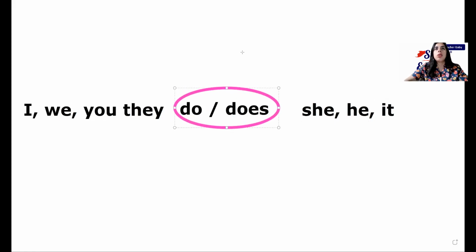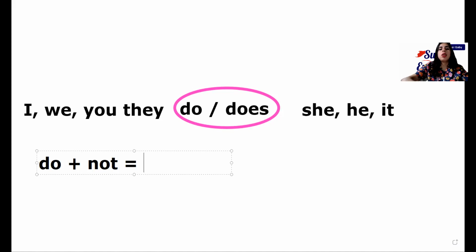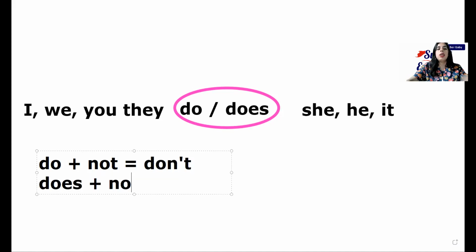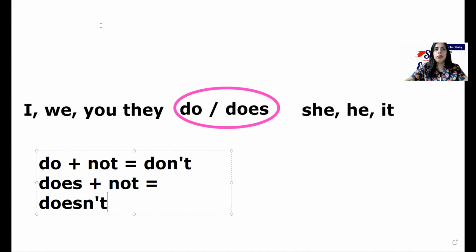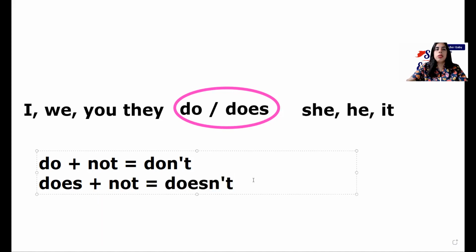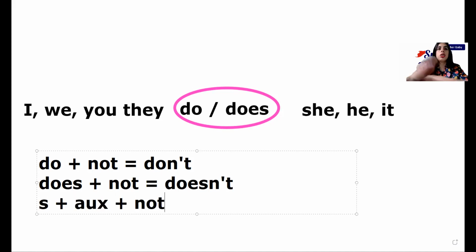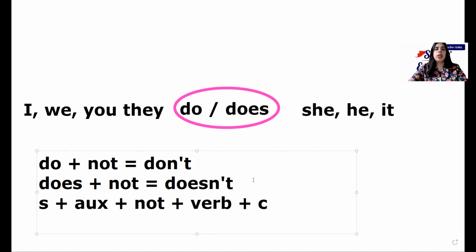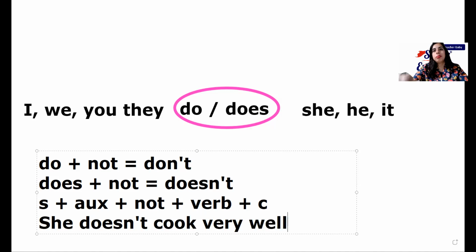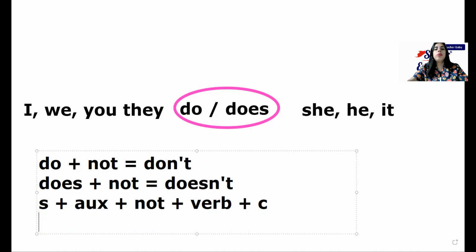So the first is negative statements. We are going to put do plus not, which means don't. And does plus not is doesn't. Sí, se convierte, ¿no? Usamos las contracciones. And we are going to review the grammar structure for negative statements: subject, auxiliary plus not, plus verb, plus complement. Yes, for example, she doesn't cook very well. Or we can use another, for example, I don't like apples.